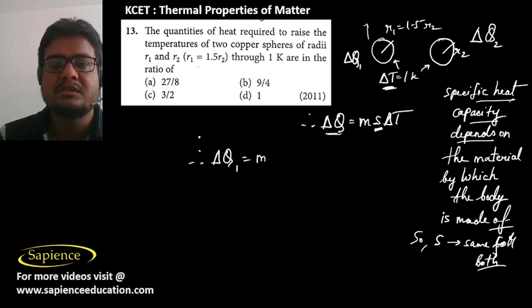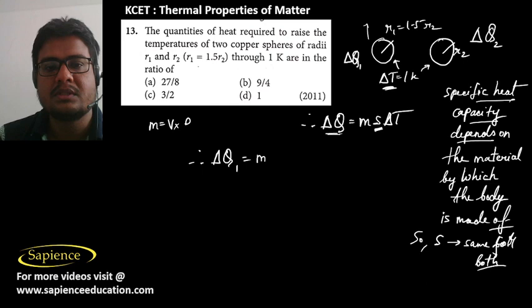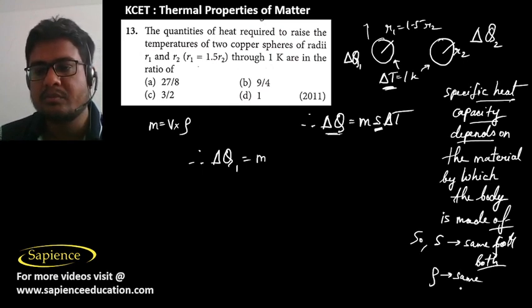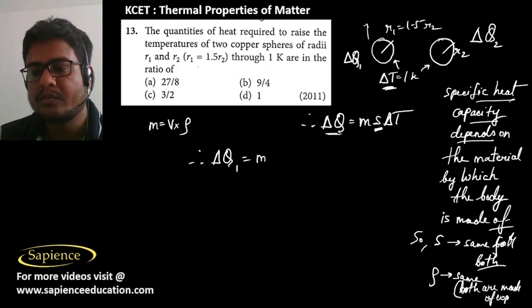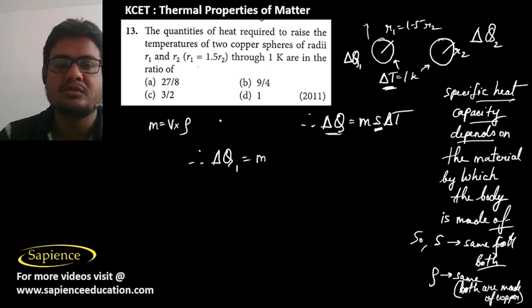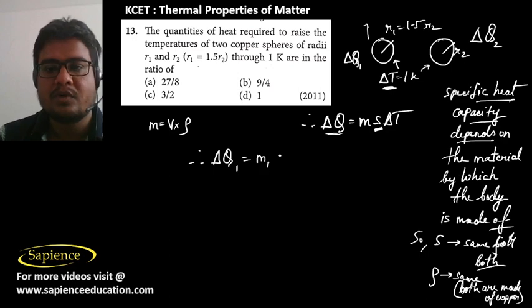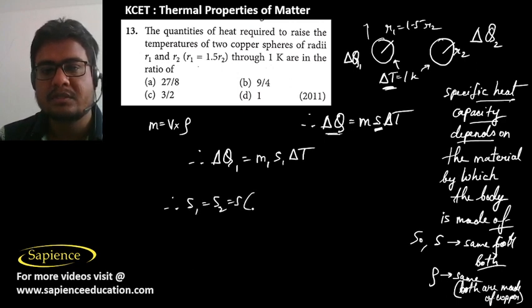Now mass is equal to volume into density. The density also will be the same, since both are made of copper only. So their density will be the same, but their volume is not the same. So this will be m1 into s1 into delta t. So here, therefore, we can say that s1 is equal to s2, which is equal to s, say, and delta q2 also will be equal to m2 into s2 into delta t.